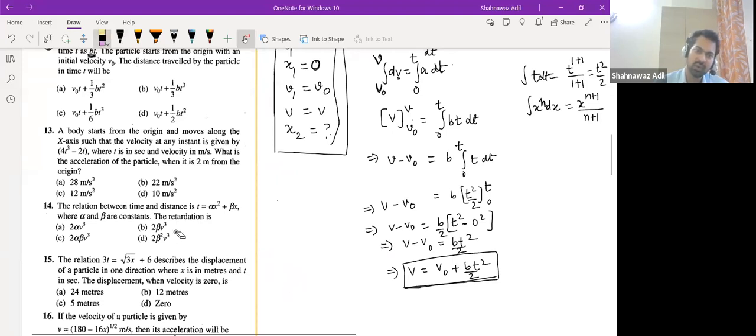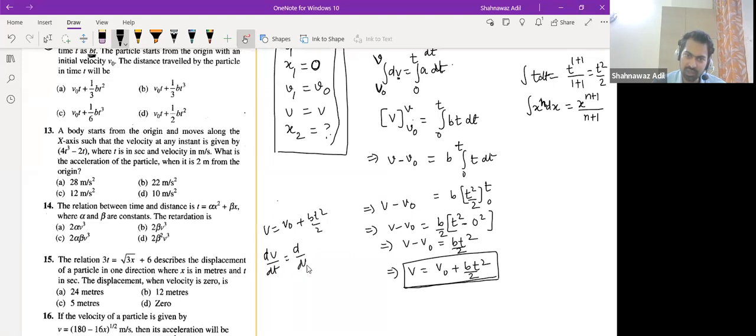Okay. So let us quickly check. I have this v equals v naught plus bt square by 2. So if I differentiate, this is dv by dt. So d by dt of v naught plus bt square by 2. So this is d v naught by dt plus d of bt square by 2 by dt. So v naught is constant.